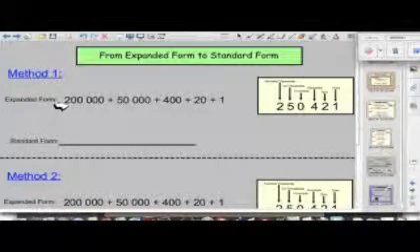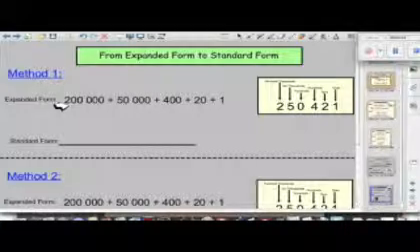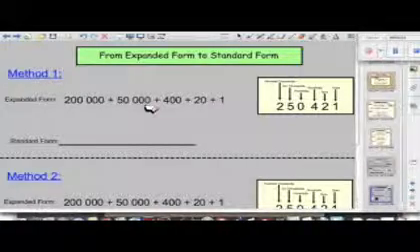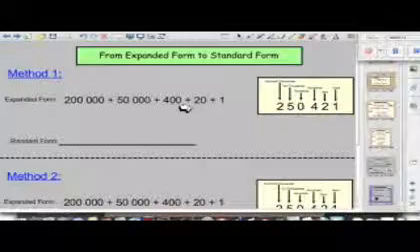In this video, we're going to review moving from expanded form notation to standard form notation. Now you notice that I have written down here an expanded form number: 200,000 plus 50,000 plus 400 plus 20 plus 1.